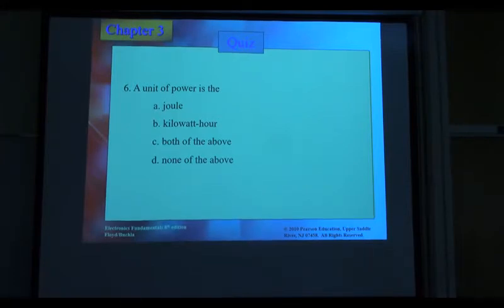Joule is a unit of energy, not power. Kilowatt hour is also a unit of energy, not power. So both are units of energy.